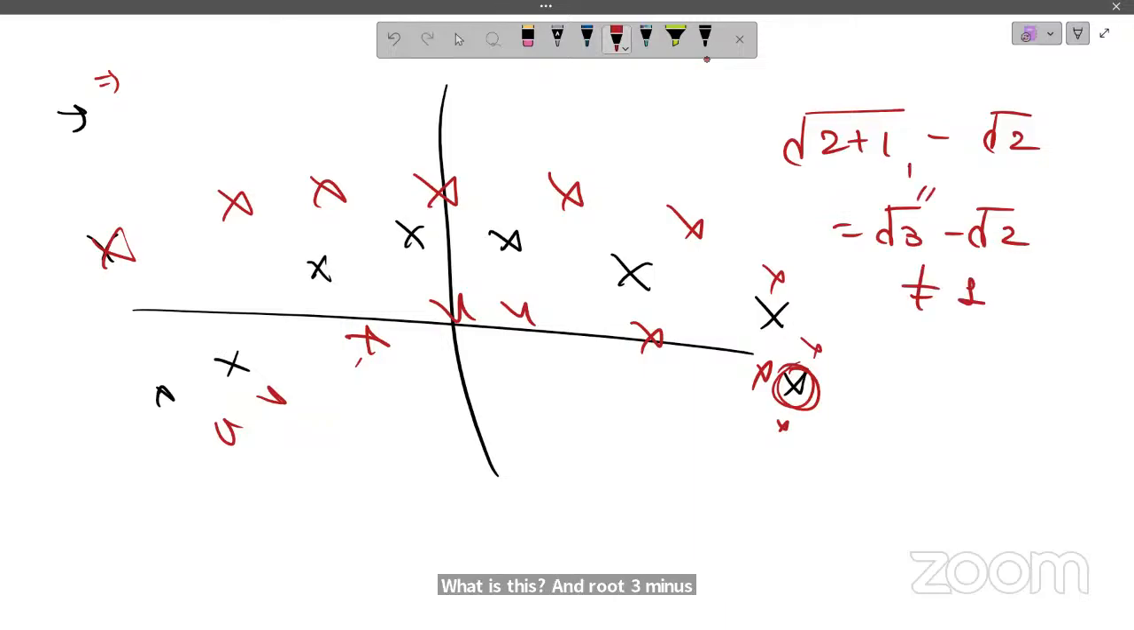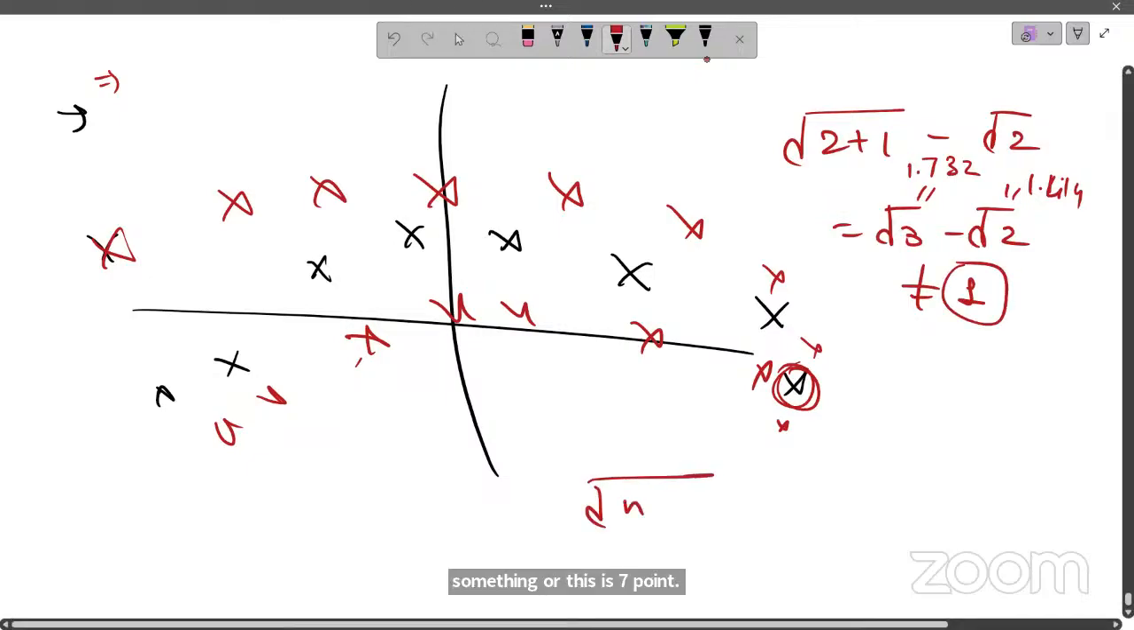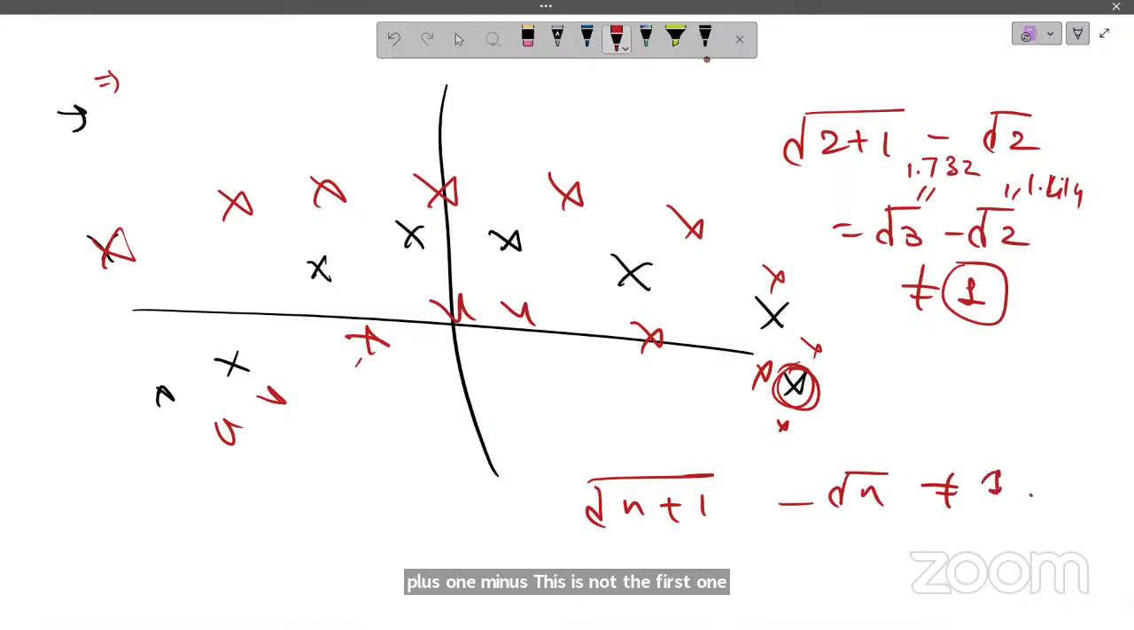Just calculate it on the calculator, it is 0.3 something, or 0.414 or something. This won't be equal to 1. So you cannot do it this way, that root n plus 1 minus root n is equal to 1. This is not true. We cannot cancel it.